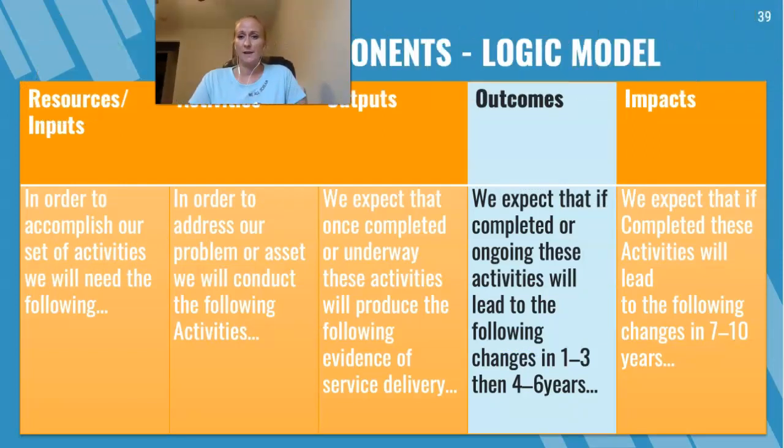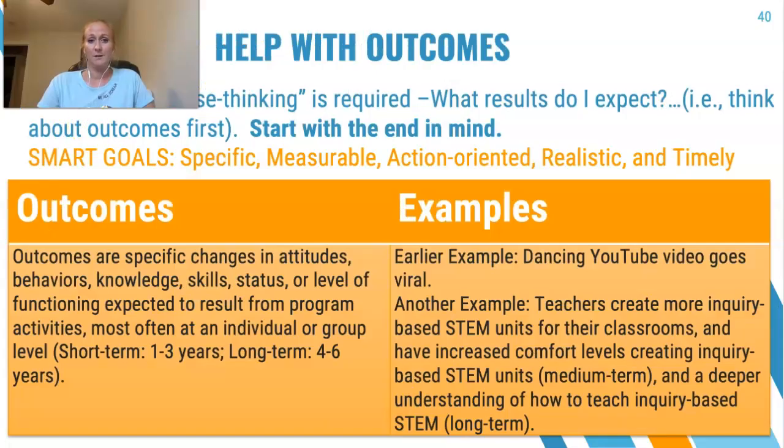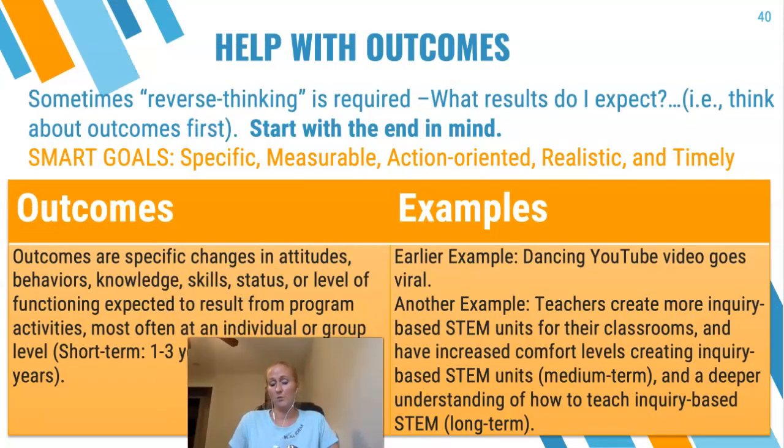I like to focus on outcomes because sometimes that's the taxing part to go, okay, what are my goals? What am I really trying to do? So when you focus on outcomes, again, you expect that these activities will lead to changes in 1 to 3 years or 4 to 6 years. This is what you want to think about. So when you talk about outcomes, sometimes reverse thinking is required. What results do I expect? So think outcomes first. Again, start with the end in mind.